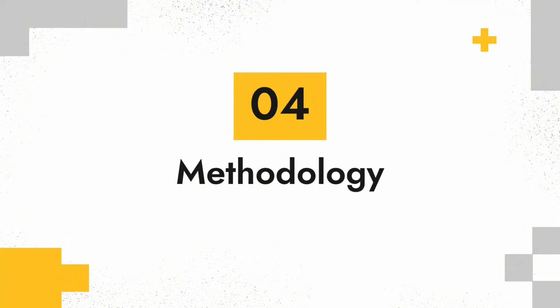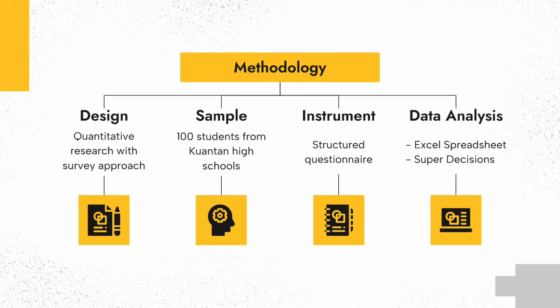The next section will be the methodology of this case study. This study used a quantitative research design with survey approach to collect the data. The sample of data comprises 100 lower secondary students in Kuantan high schools. The students were the ones who joined a program held by STEM Association, thus a purposive sampling is used. The sample is chosen because it meets the time and accessibility constraints.